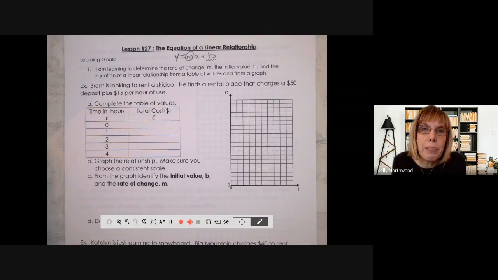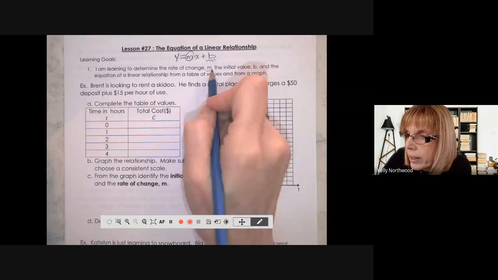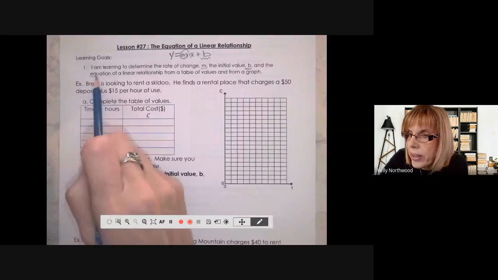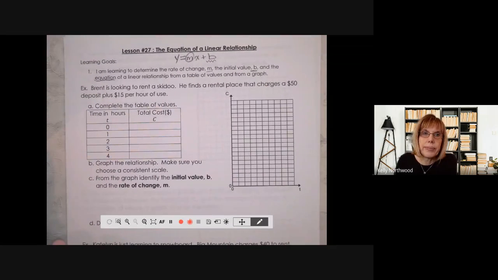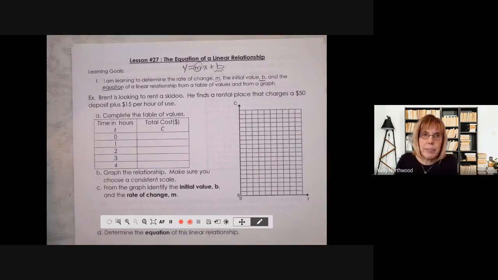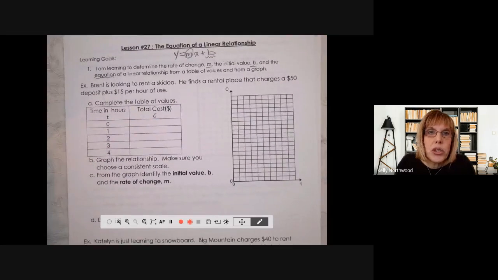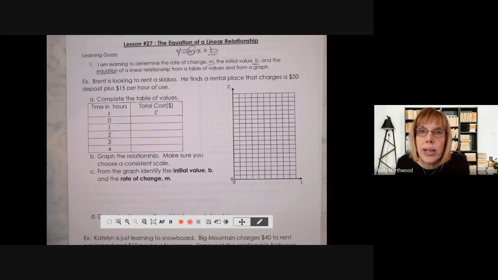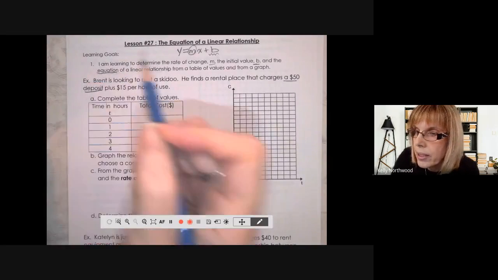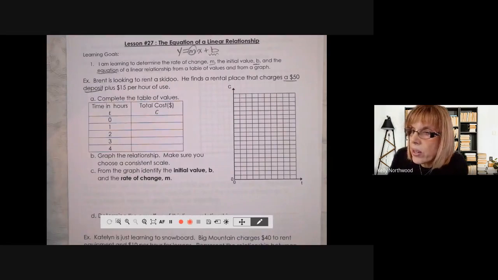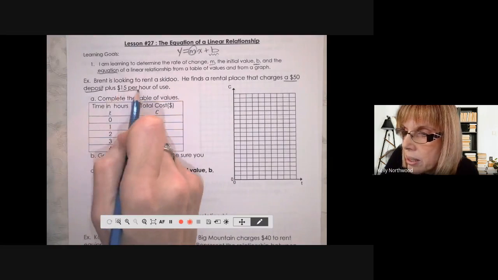So today we're gonna look at it from an actual real life situation point of view, okay? So our learning goal is to determine the rate of change m and the initial value b and the equation of a linear relationship from a table of values and from a graph. So our first example, Brent is looking to rent a Skidoo. He finds a rental place that charges a $50 deposit plus $15 per hour of use.